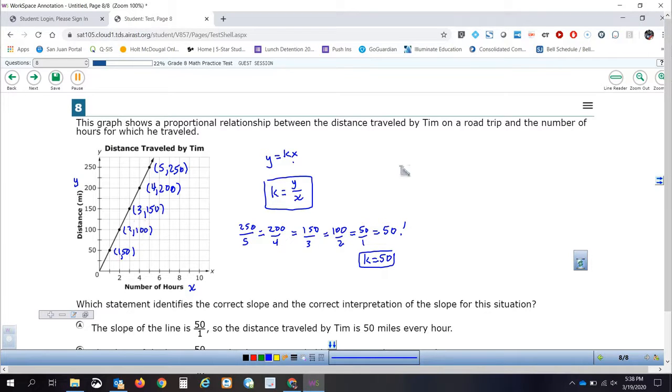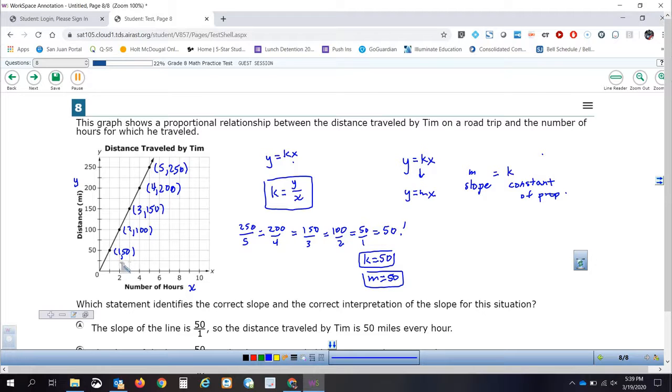And the slope of this line, remember, we did this on the previous problem, y equals kx. That's the same as y equals mx. M, the slope, is equal to k, the constant of proportionality. All right, so k is 50, so that means m is 50. So that means that the distance is 50 times the number of hours.